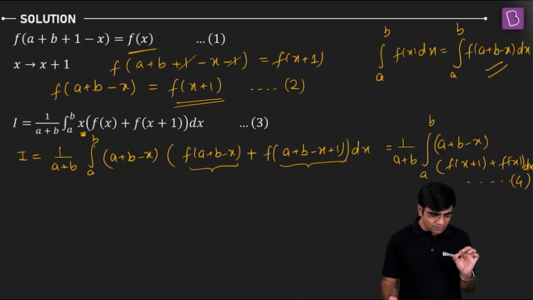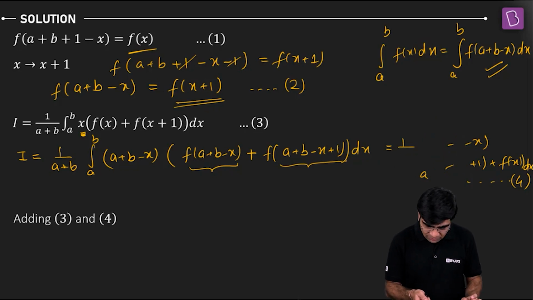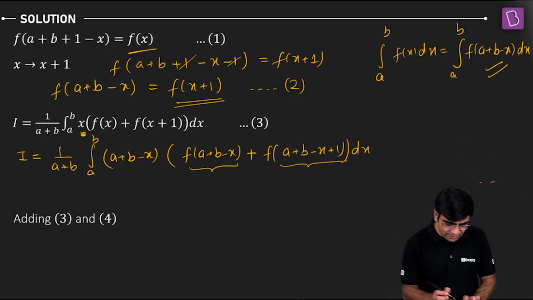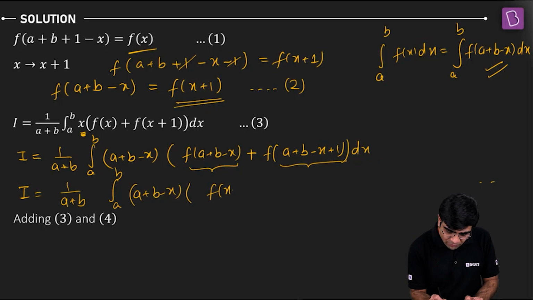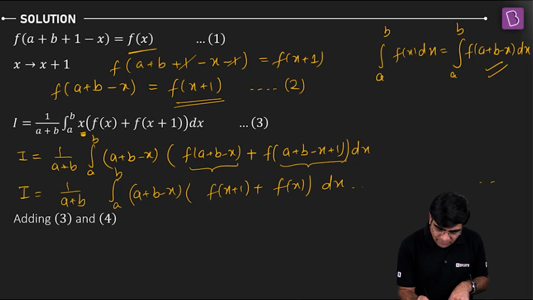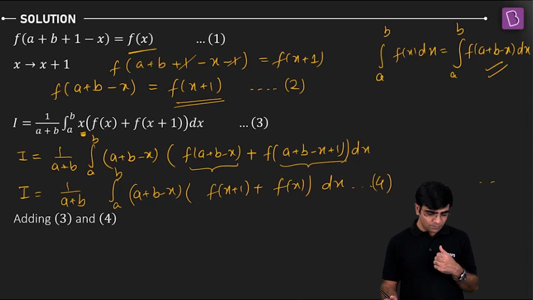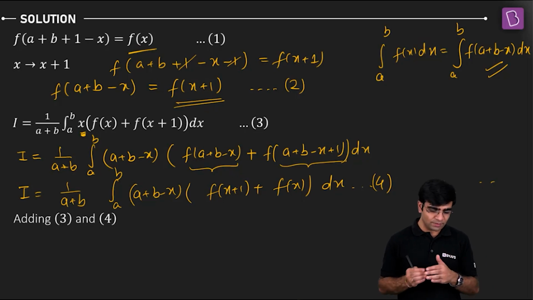All right, now please look at the third one and the fourth one carefully. I would like to add the third one and the fourth one. I'll write it here so that we can have more clarity. My fourth statement says that the same I is nothing but 1 upon a plus b, integral a to b. Outside we have a plus b minus x. The first one can be replaced by f of x plus 1, and the second one by f of x dx. So let's quickly add third and fourth. When I add third and fourth, can you see that inside the bracket we have f of x plus f of x plus 1 in both of them, right?